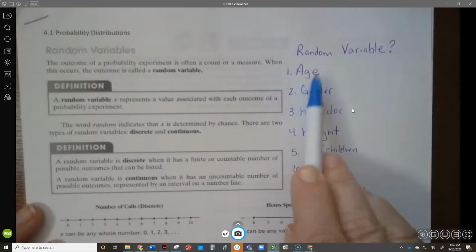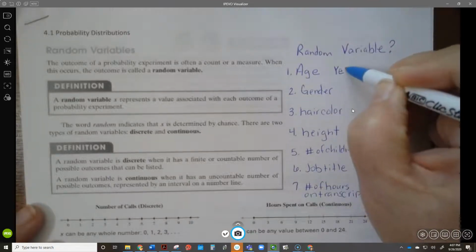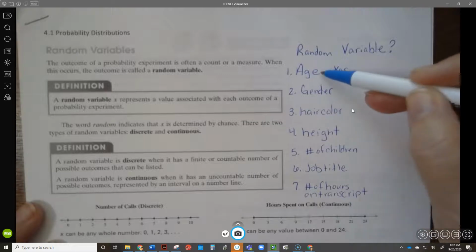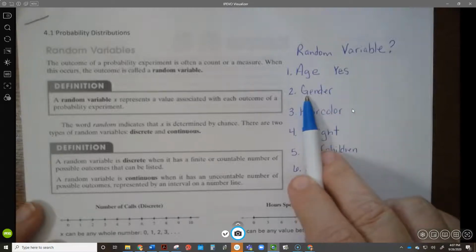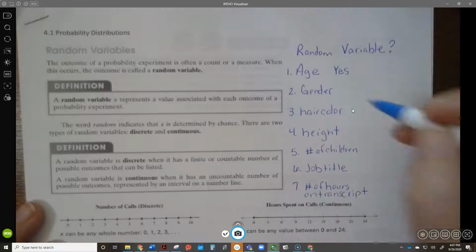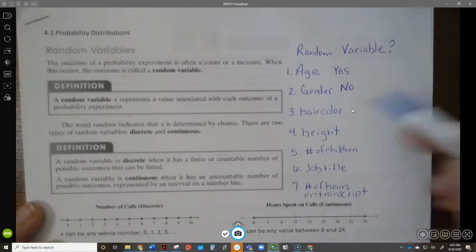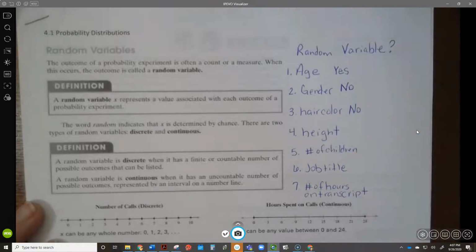So is an age something that you can count or measure? I hope that you're saying yes. It is a numerical value. It is something that you can count. Age is a count. And so, if age was the outcome of the probability experiment, then it is considered a random variable. What if gender, male, female, other? Is that a random variable? No, because we're not dealing with a numerical value. Hair color. Is hair color a random variable? No, because hair color is blonde, blue, brunette, red, gray. Those are not numerical values.